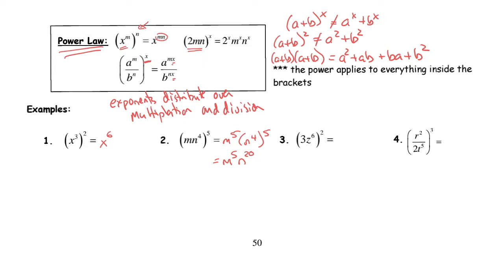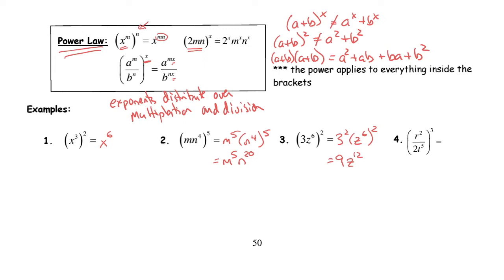This next one is going to be identical. It's the same thing. So this will be 3 squared, and then it's going to be z to the 6th squared. Now, in this particular case, though, I know what 3 squared is. I can write that down. It's going to be 9. Z, and then I multiply those two exponents together to get 12.